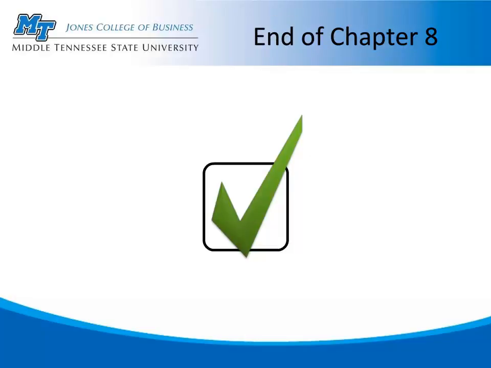Now this concludes the coverage of Chapter 8, Interval Estimation. We covered how to estimate the mean where you know the value of sigma, how to estimate the mean when you don't know the value of sigma, and how to estimate the proportion. The next chapter is going to get into hypothesis testing, which is another form of statistical inference.